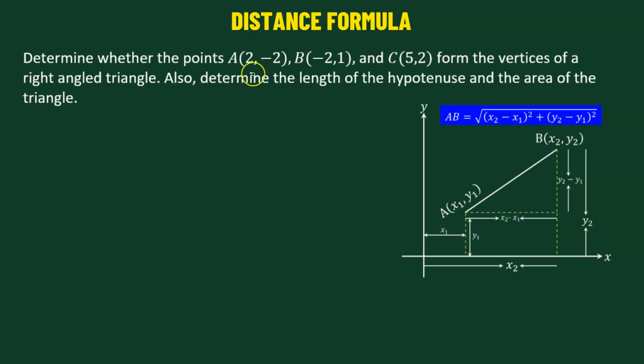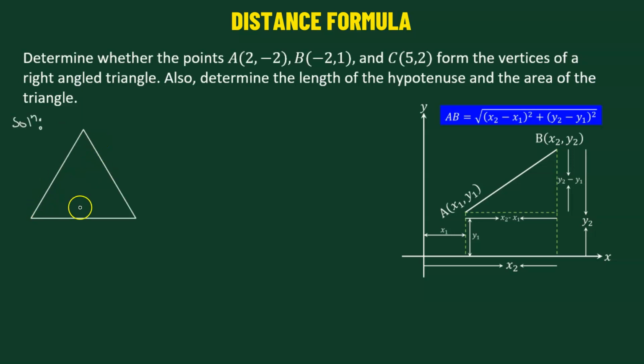So here we need to show that the points A, B, and C form the vertices of a right-angled triangle. And after we verify it, we need to also find out the length of the hypotenuse as well as the area of the triangle. So let us begin.